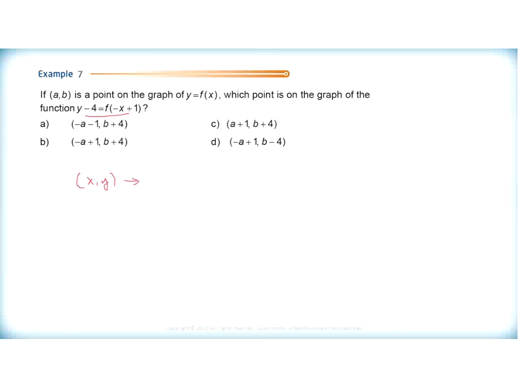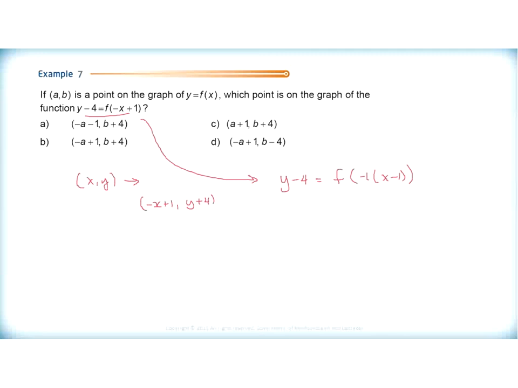If we want to create a mapping rule for that function, again, we need to make sure we got it written correctly. It's y subtract 4 equals f of, that negative has to be removed as a common factor. It's negative 1 outside of x subtract 1. Very important that it is removed. Now the mapping rule will become x, y maps to negative x plus 1, y plus 4. So there's my mapping rule.